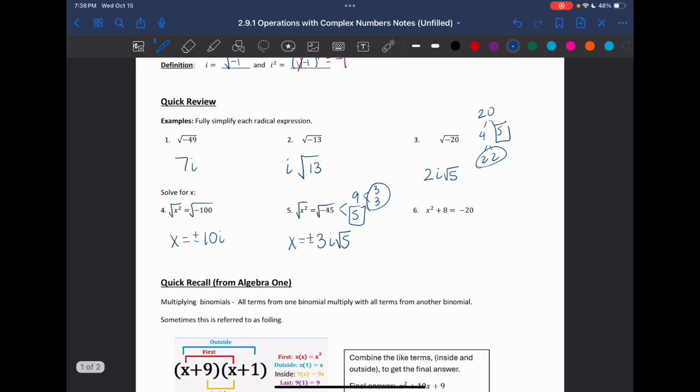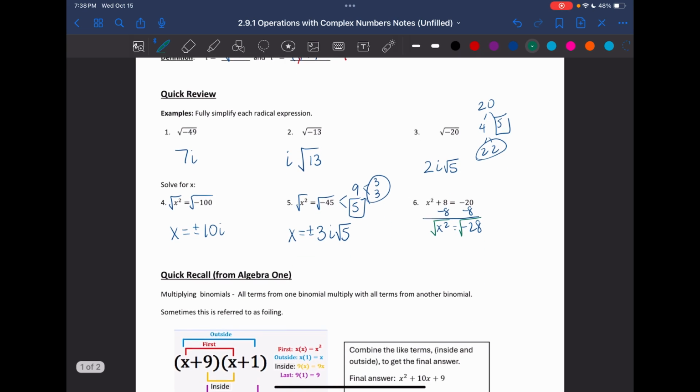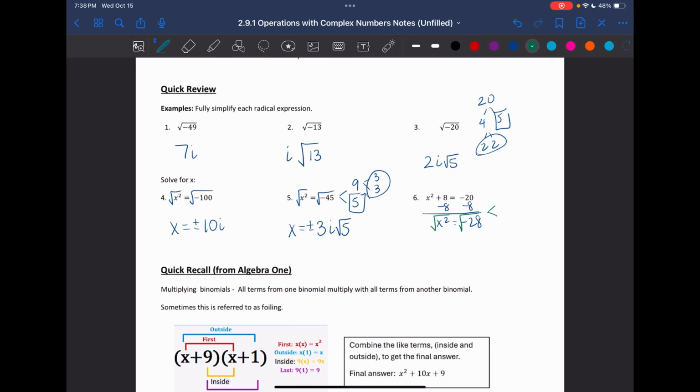In number 6, I'm going to go ahead and first subtract 8 from both sides so that x can be by itself. So we have x squared equals -28. Then I'm going to take the square root of both sides. Then 28, we can break that down into 4 and 7. 4 breaks down into 2 and 2, so 2 radical 7. However, it was negative, so I need an i as well. So x equals plus or minus 2i radical 7.